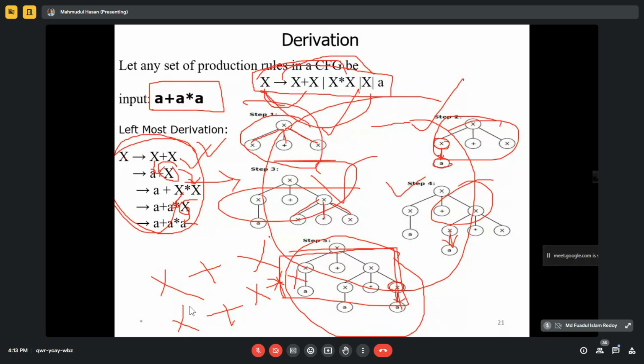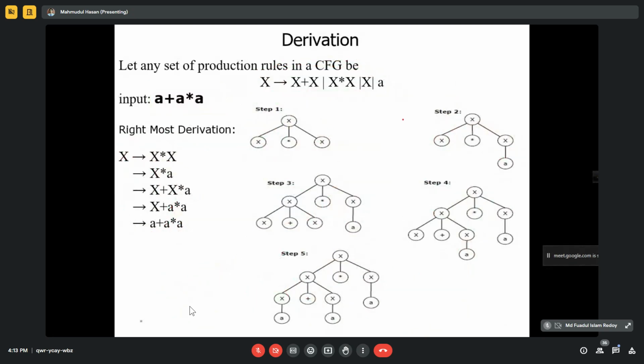That time it is a rightmost derivation, because you replace this x with x into x. So you need to follow either the leftmost approach or the rightmost approach. So this is the leftmost derivation, and this is the rightmost derivation. Suppose x goes to x into x. There is more than one non-terminal, so you need to choose the rightmost one, that is x to a. So at first x into x, then the rightmost x to a, then the rightmost x to a.